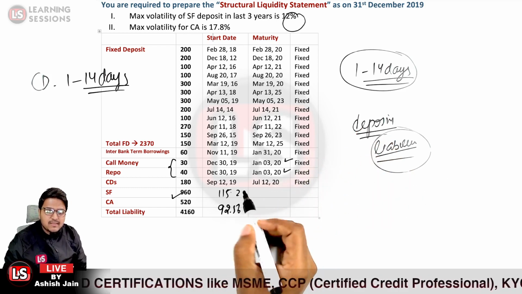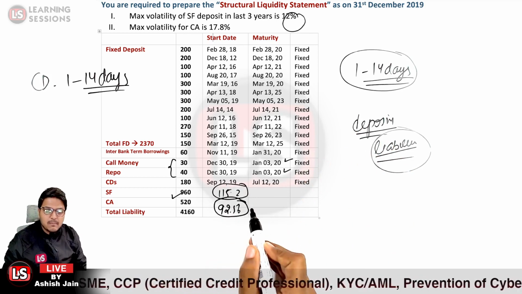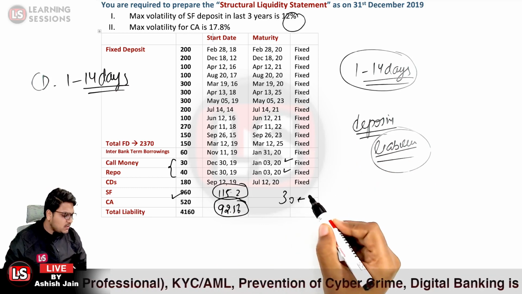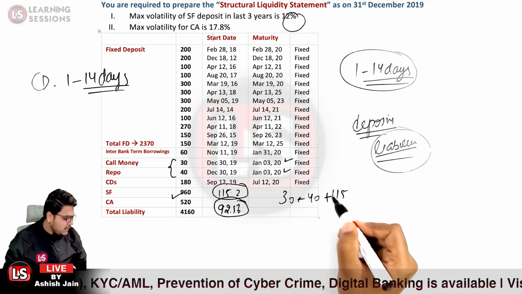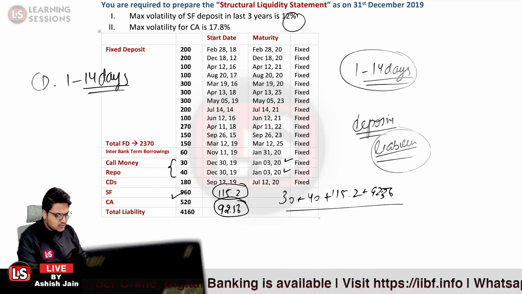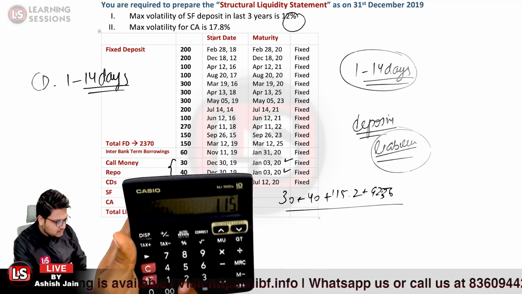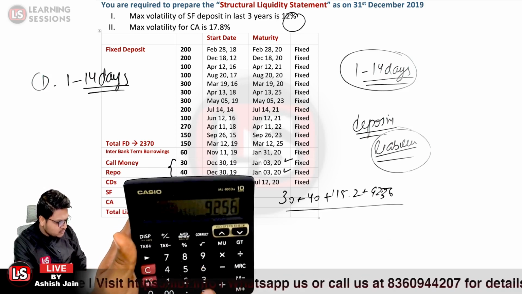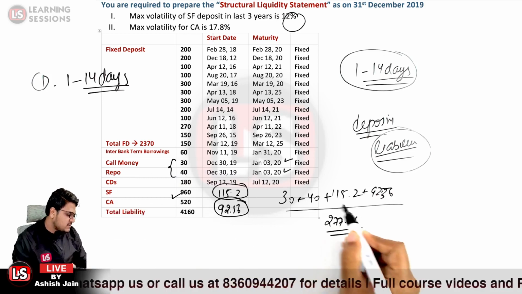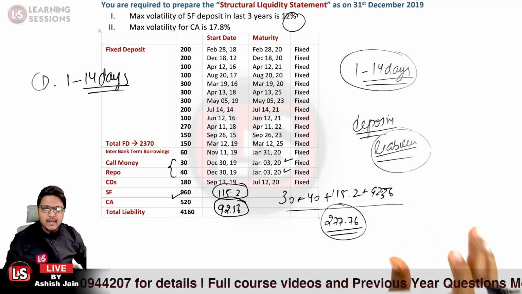But also let me tell you that the saving fund deposit is also under the 1 to 14-day bucket, and the current account deposit is also under the same bucket. So we will be adding them all up. The total amount falling under the 1 to 14-day bucket will be equal to 30 plus 40 is 70, plus 115.2 plus 92.56. So that is 277.76. That would be the answer over here. That is the amount which shall be placed under the 1 to 14-day bucket.